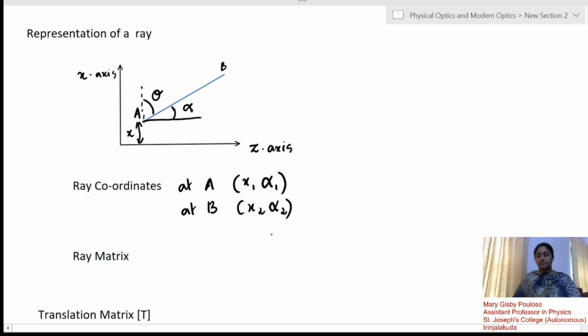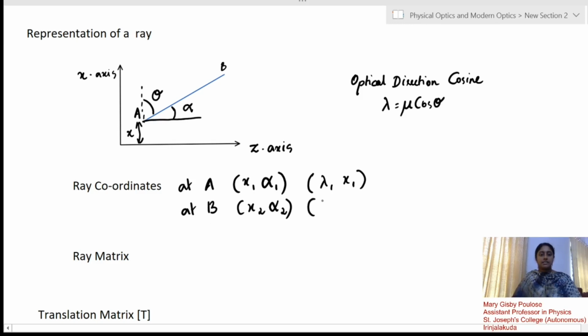alpha 2. We can also define another parameter, optical direction cosine, given as lambda is equal to mu, the refractive index of the medium, into cos theta. Hence, the ray coordinates at A can also be defined as lambda 1, x1, and the ray coordinates at B can again be defined as lambda 2, x2.